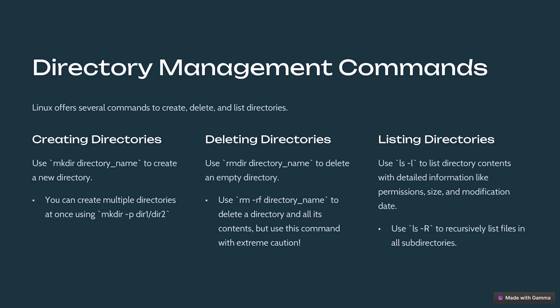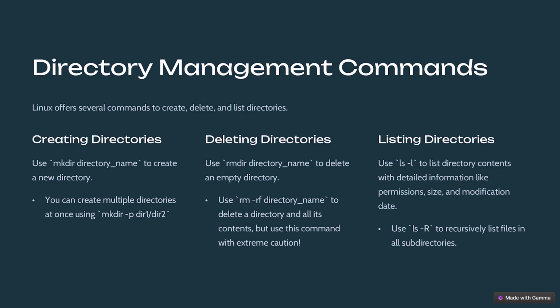If you want to create multiple directories at once, you can use mkdir -p dir1/dir2, which creates a directory named dir1 with another directory dir2 inside it. Second, deleting directories. If a directory is empty, you can remove it with rmdir directory name, but if it has files in it, you will need to use rm -rf directory name, which will delete the folder and everything inside it. Be extremely careful with rm -rf because it's very powerful and there is no recycle bin.